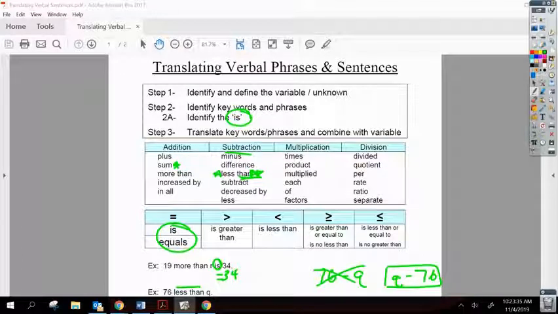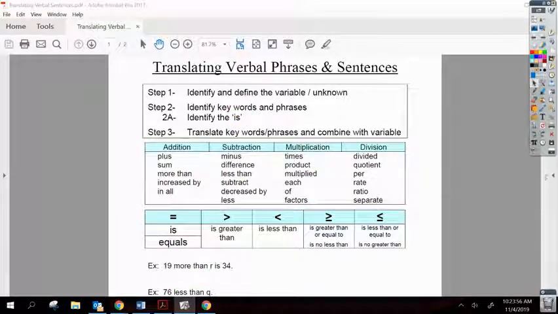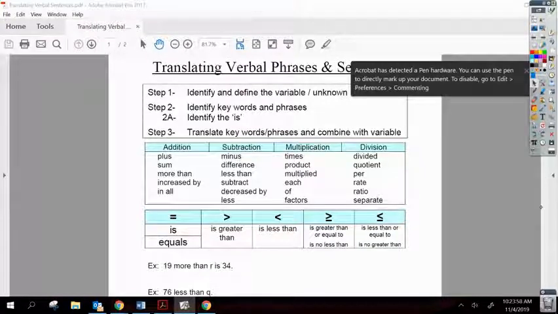Going back to this example, 19 more than is addition, 19 more than R. They told us what the variable is, in this case R, so I should write that. Multiplication words: times, product, each of, factors. Product is the one we mess up, but more importantly, with division, we mess up quotient. A lot of students see quotient and they write multiplication. It's not multiplication.